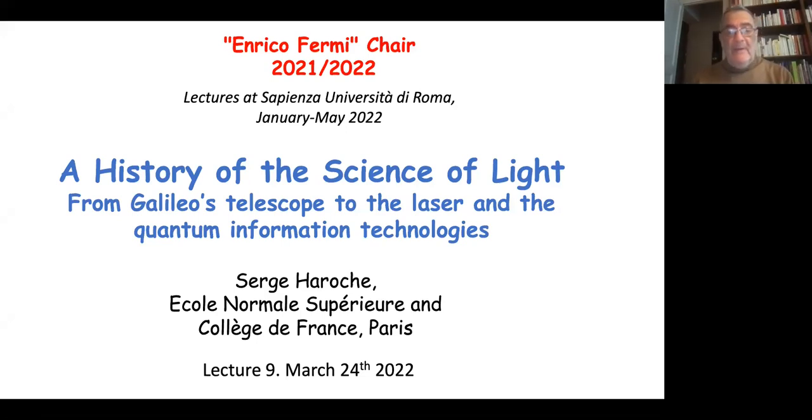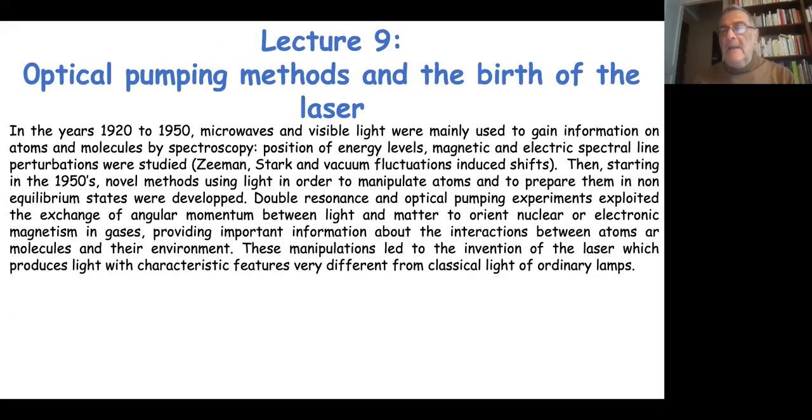I will continue today to discuss the experiments on magnetic resonance and on lasers, which were started in the 20th century. What I said last week is that during the first years, between 1920 and 1950, microwaves and visible light were mainly used to do spectroscopic experiments. I talked in particular about magnetic resonance, and spectroscopists got a lot of information about the perturbation of spectral lines by magnetic and electric fields, and also by the vacuum fluctuation. And I talked about the Lamb shift and the anomalous magnetic moment of the electron.